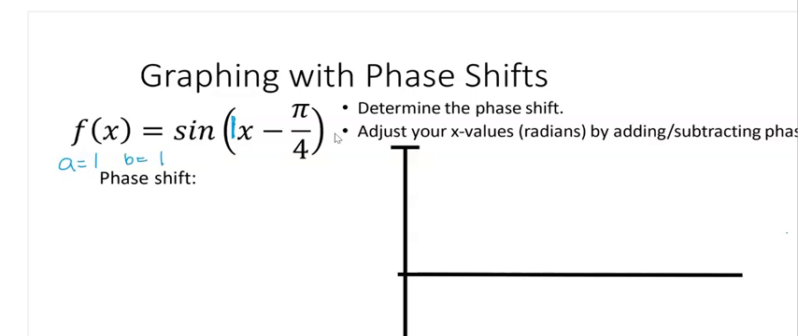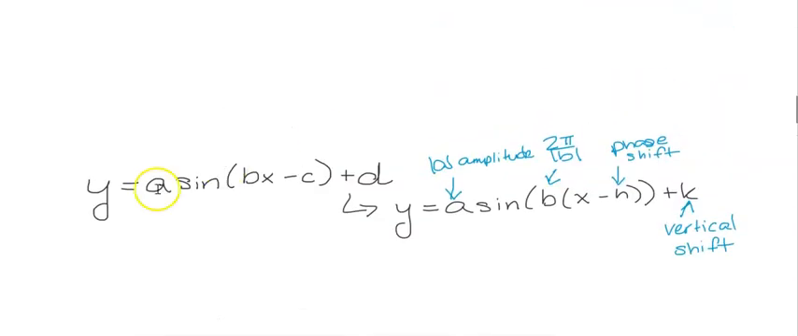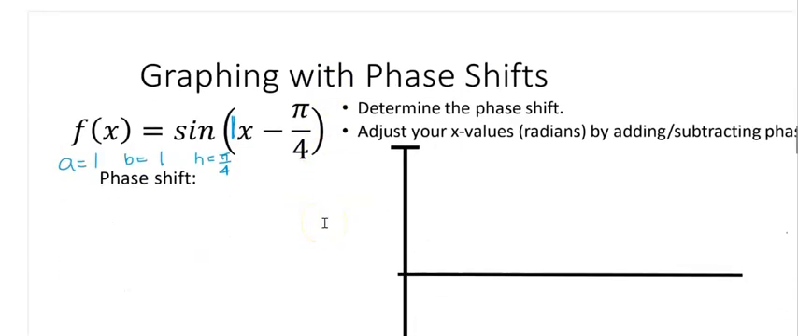My phase shift, which is going to be that h value, or also previously my c, is actually going to be pi over 4. It's not negative pi over 4, because the original equation has a subtraction sign in it, and so does this one. So that h value is always going to be whatever is the opposite sign of what you see right here. And then my k value, or d, depending upon which version you're looking at, is whatever comes at the end. That one's going to be 0.